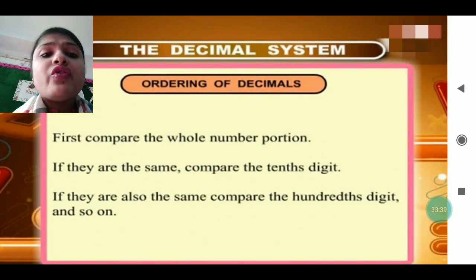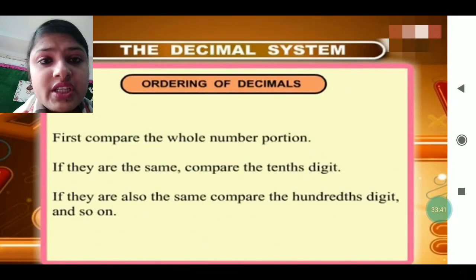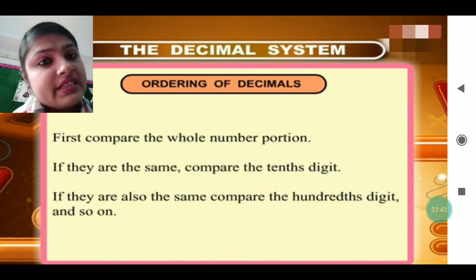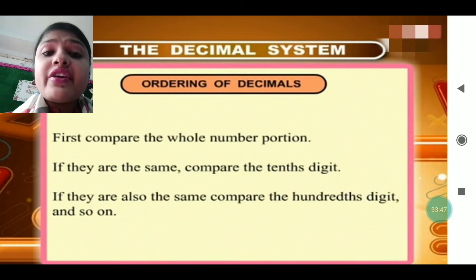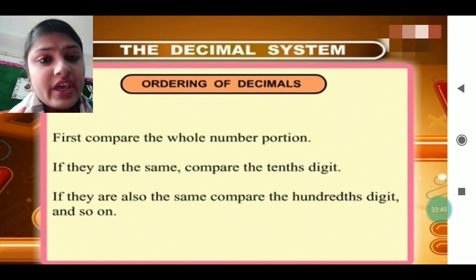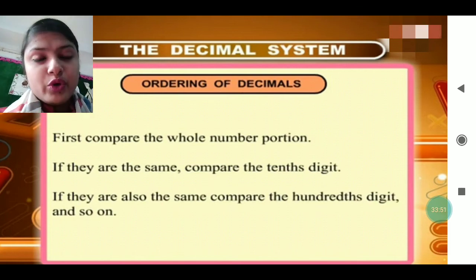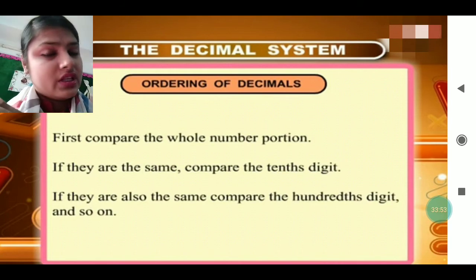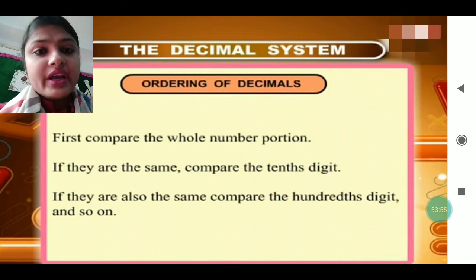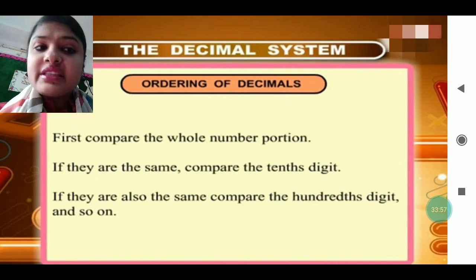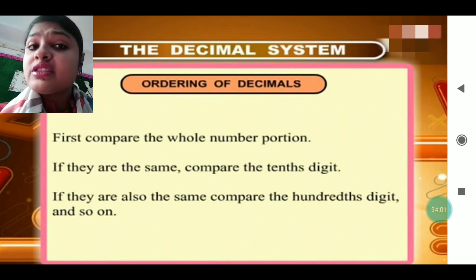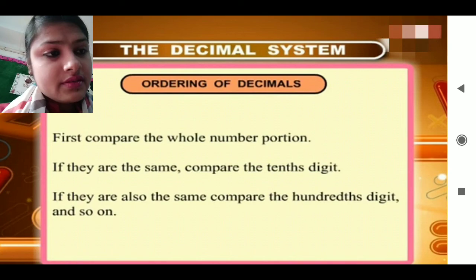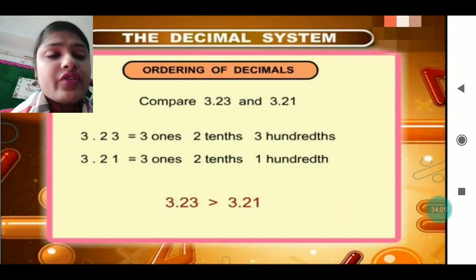Similarly, it is written, first compare the whole number portion. If they are same, compare the 10th digit. If they are same, compare the 100th digit, and so on. Okay, first compare the whole number portion, the whole number which is written before the decimal place. If they are same, then compare the 10th digit. If they are also same, then the 100 digit. If they are same, then the 1000 digit. You can see ordering of numbers here also.